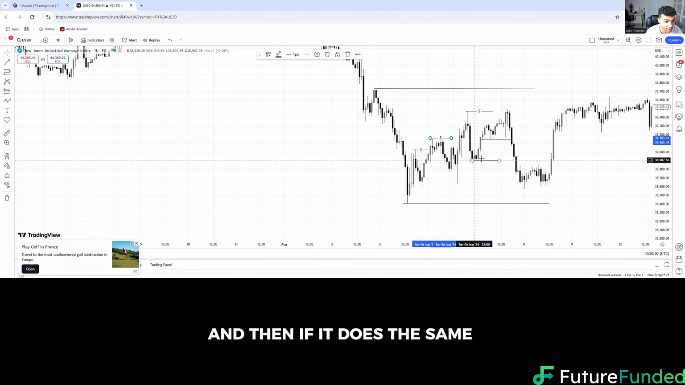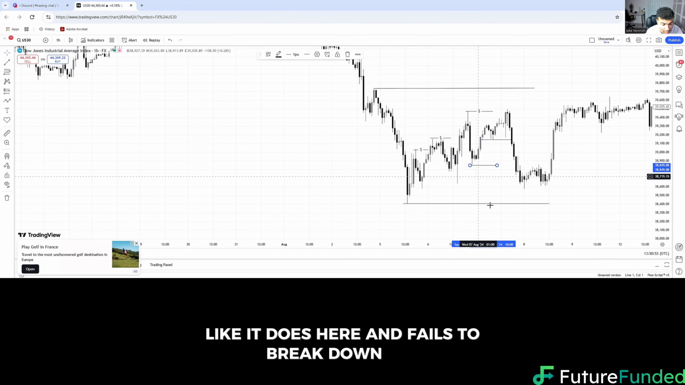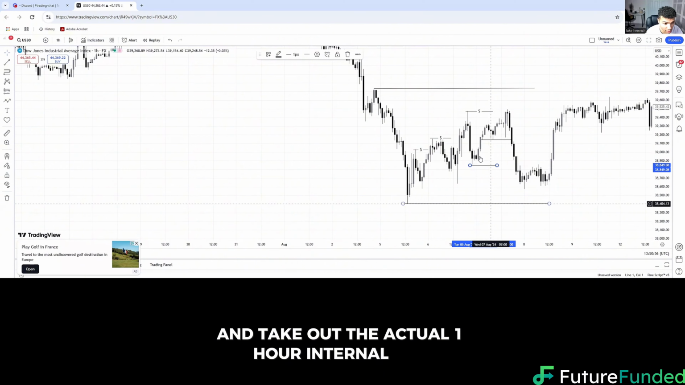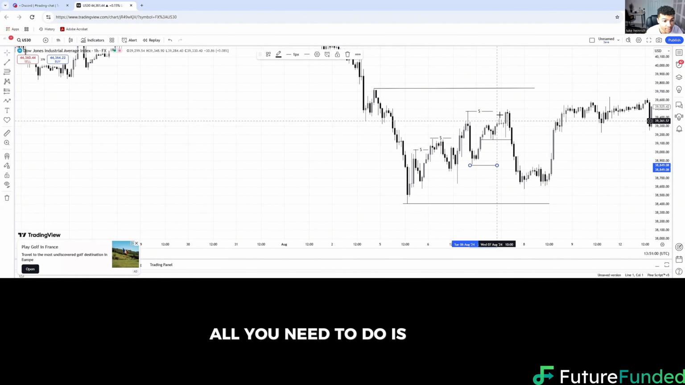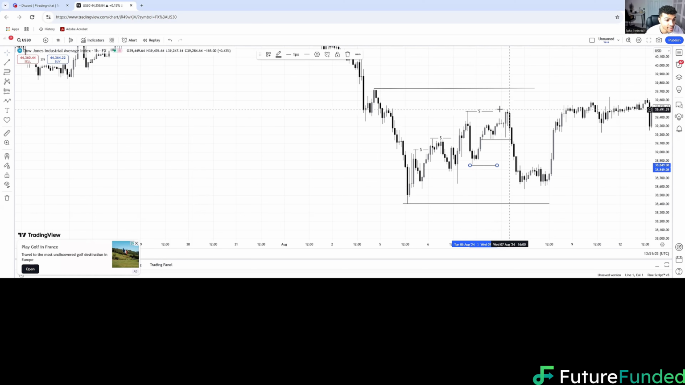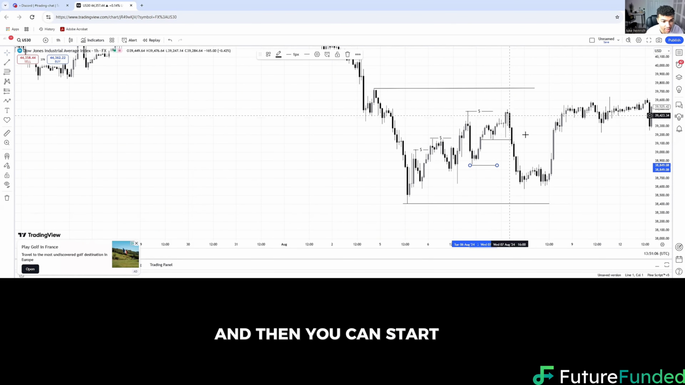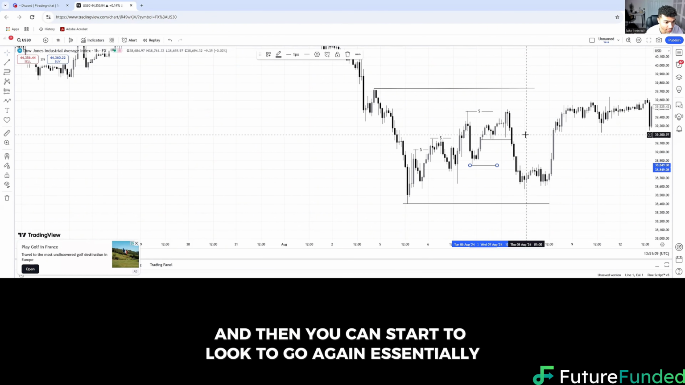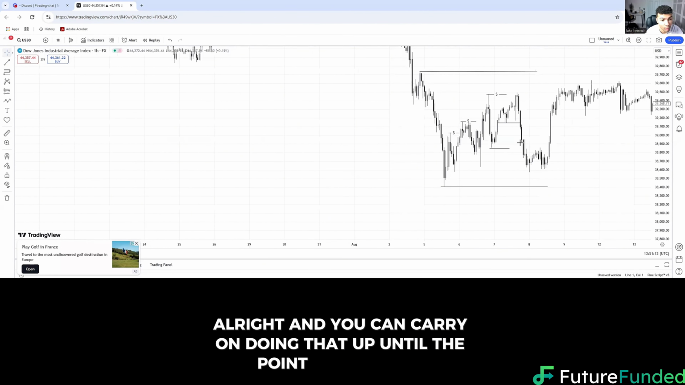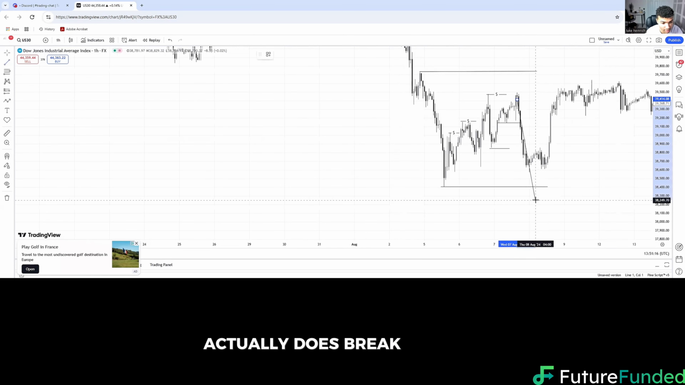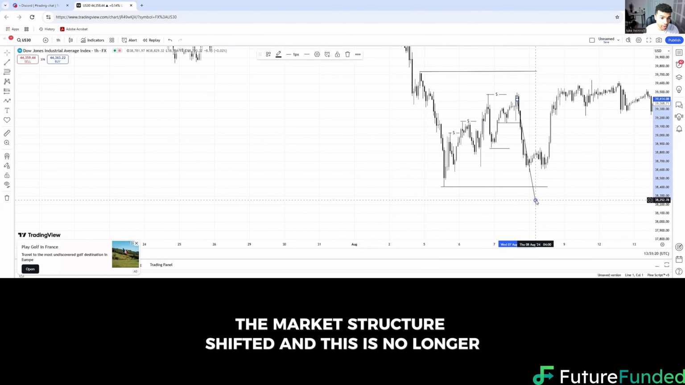And then if it does the same thing again, like it does here, and fails to break down and take out the actual 1 hour internal low, then guess what? If price is starting to move back up, all you need to do is simply wait for price to come in, take out this high, because this is nothing more than just liquidity now, and then you can start to look to go again, essentially. And you can carry on doing that up until the point where price actually does break the low. If it breaks the low, the market structure is shifted and this is no longer viable.